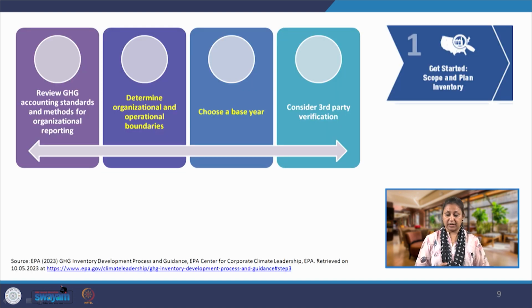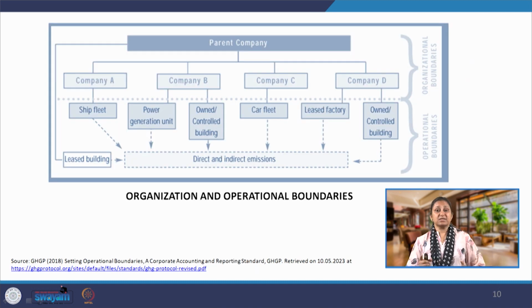We are talking about where to act first. The first thing is to identify the scope and plan the inventory. Here we are determining and defining the organizational and operational boundaries, which is the most important thing. Once we do that, we choose a baseline year, which we had discussed earlier also, and we also have to consider third party verification and validation for this inventory. The first thing which is most important is to identify what your boundaries are, what you consider as the company's assets and resources.